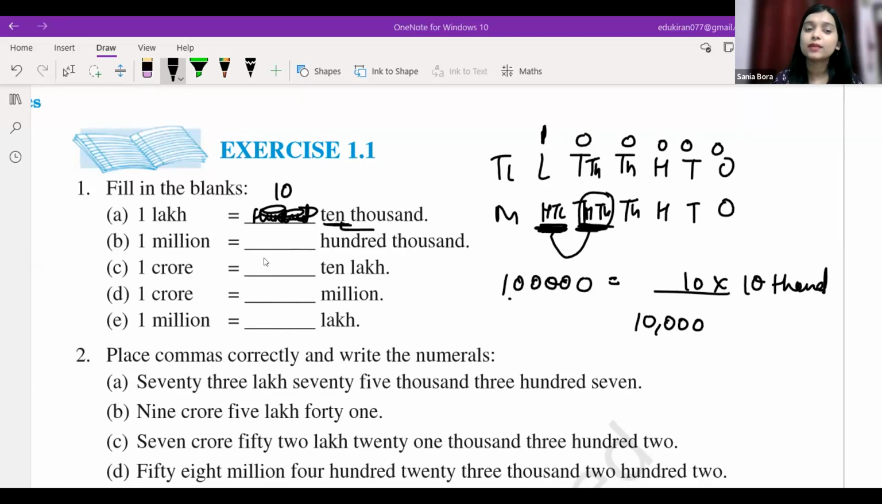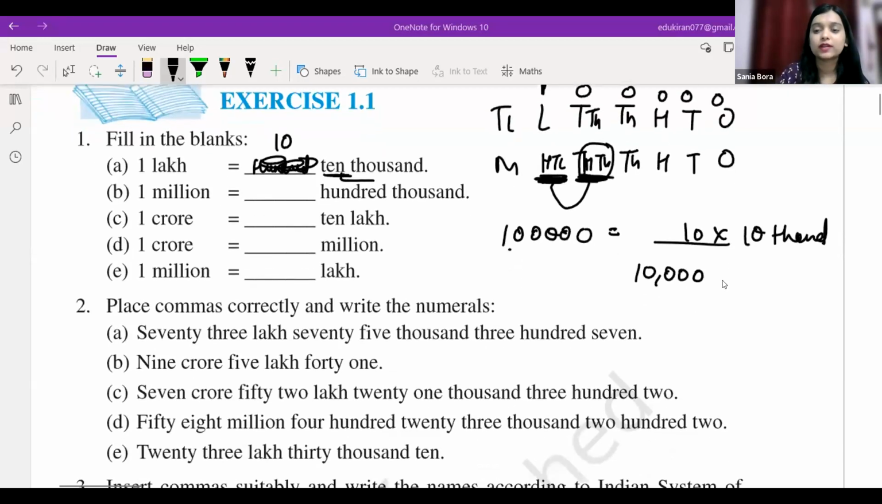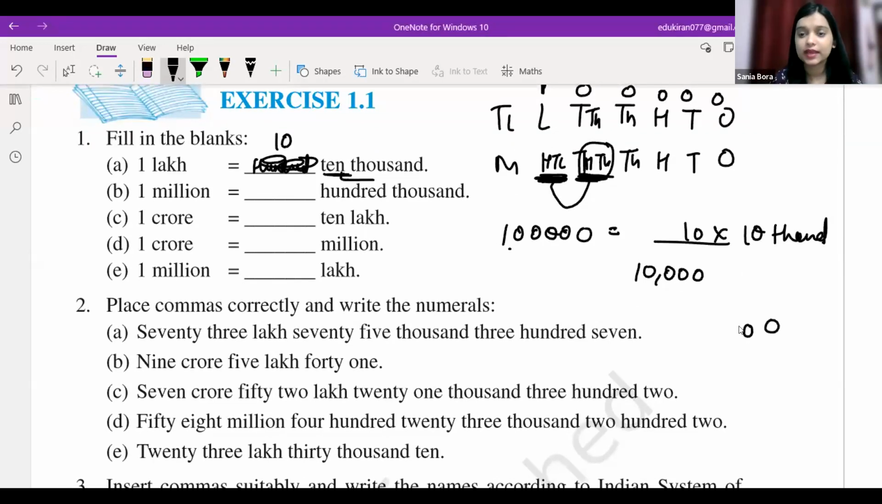Okay. Now for 1 million, how would you do it? Tell me. First, you will write 1 million here. Ones, tens, hundred, thousand, 10,000, 100,000, right? Then million. So this is 1 million. Now it is 100,000. How many zeros are less? One zero, right? So if you multiply it with 10, then you can add one zero over here.